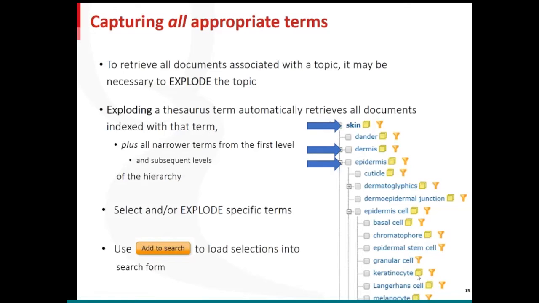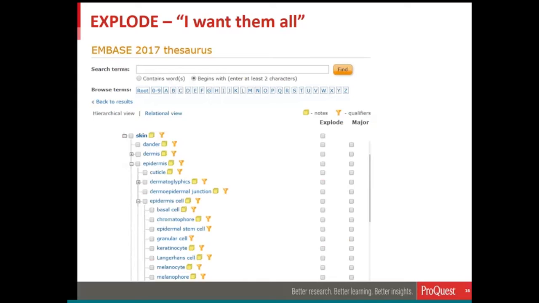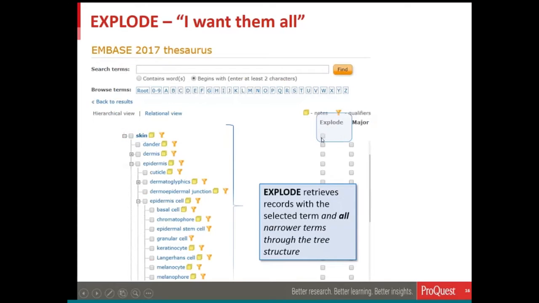Once again, once I've selected my topics, I can use the add to search and it automatically loads those selections into the search form. So how do I invoke that explode? If I'm interested in taking everything under a particular level, in this case, for example, skin, I can come over here and under the explode heading, there are these checkboxes. And if I select that checkbox, it will pick up everything under that level that I've selected through the entire tree. Very easy to do.